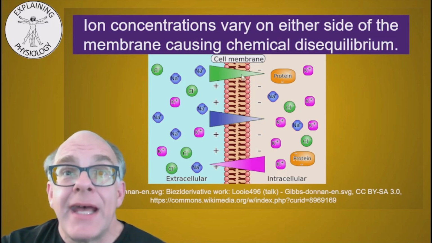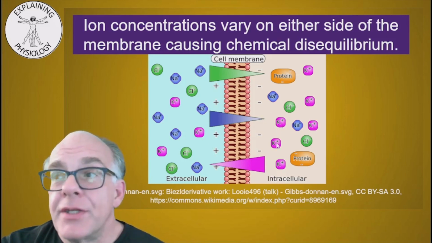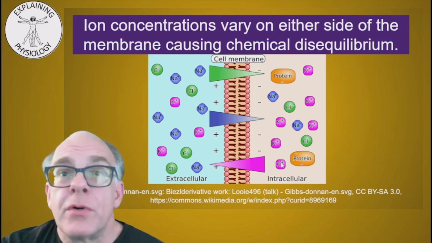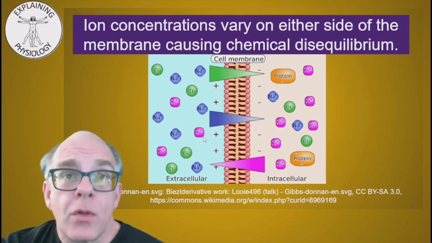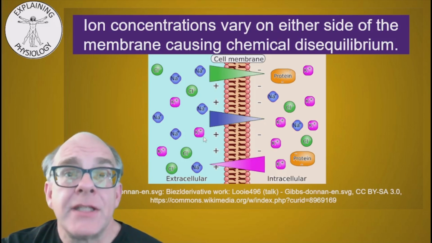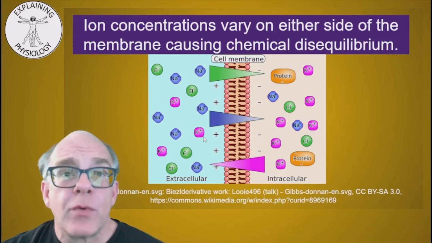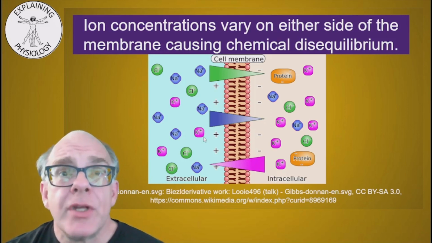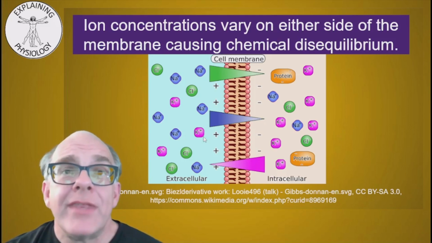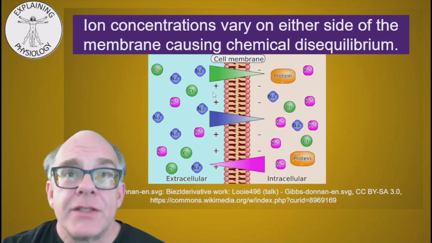The flip side of that is that we've got a higher concentration of potassium, these little purple squares. We've got a higher concentration of potassium inside of the cell versus outside of the cell. So in this example, sodium, chloride, and potassium are all in a chemical disequilibrium state. They have different concentrations inside of the cell and outside of the cell. And so that is going to contribute to the chemical portion of the electrochemical gradient. And so we're going to have the driving force of the concentration gradient.